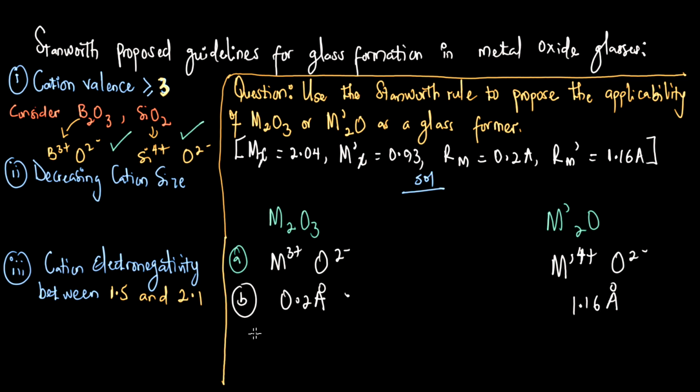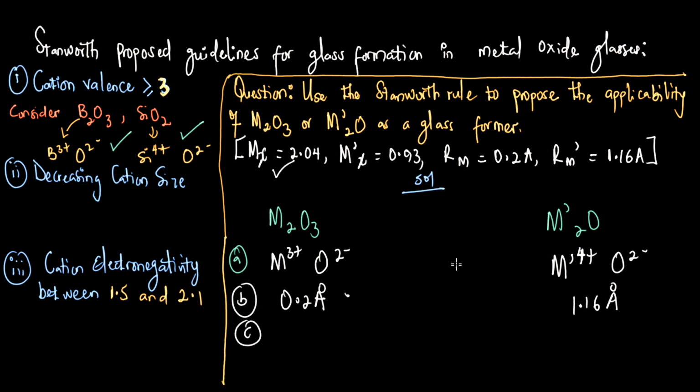Looking at the second point. So let's look at the third point, right? The third point says that the cation electronegativity should be between 1.5 and 2.1. The electronegativity value for this is 2.04, which falls within the value, right? It falls within the value. So this is correct, right? And for the other one here, the value does not fall within the range.